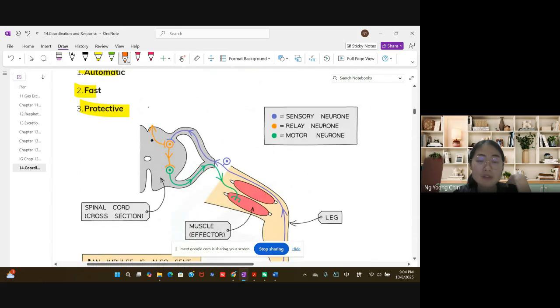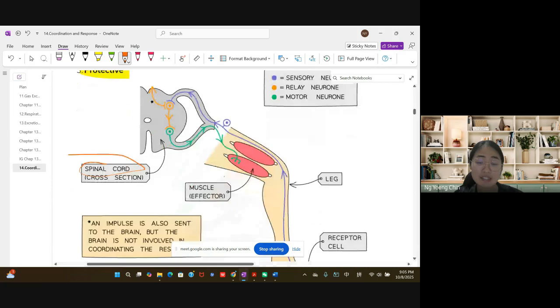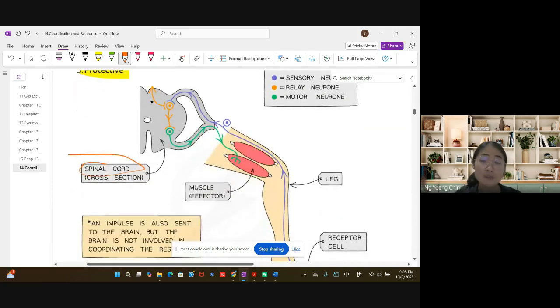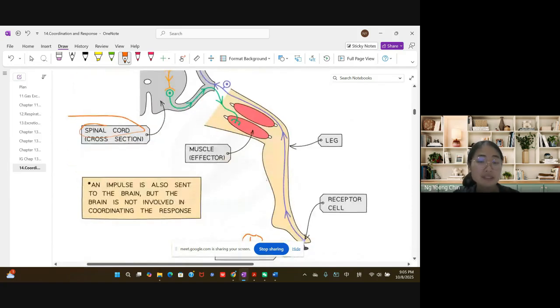You can see, this is the spinal cord. So reflex does not involve the control of the brain. It only involves the receptor, neurons, and the spinal cord. That's all. Then the sensory neuron is connected to the relay neuron, which connects to the motor neuron and reaches the effector, which is the muscle. That's why your muscle can do its action, maybe contracting to pull your leg away. So this is the pathway.